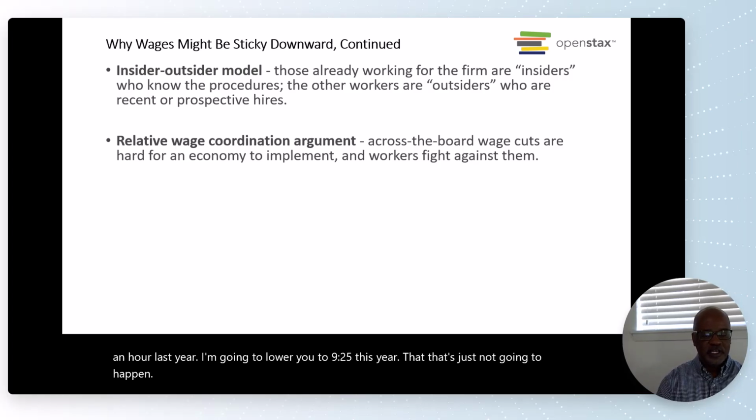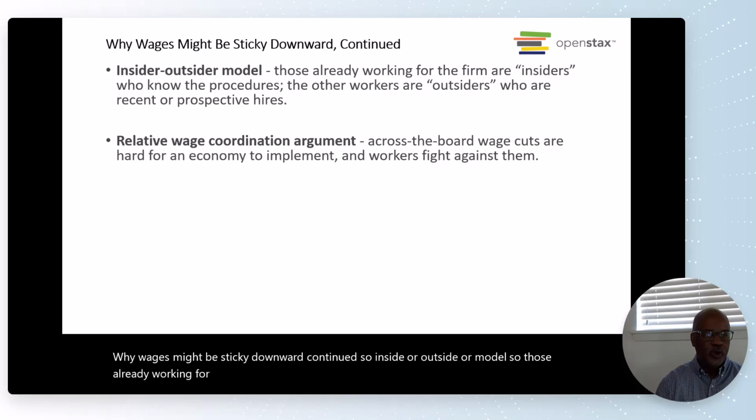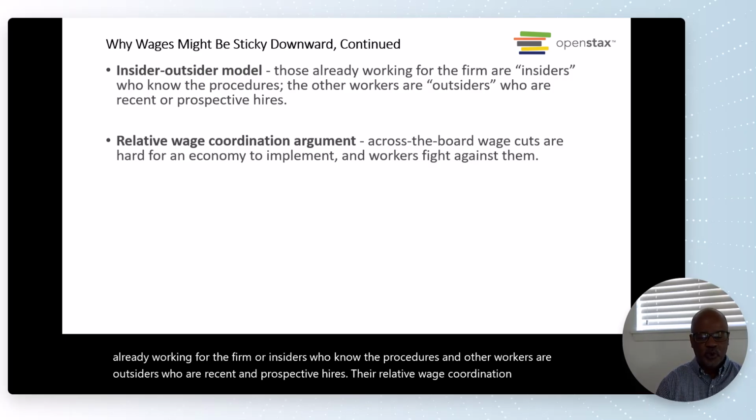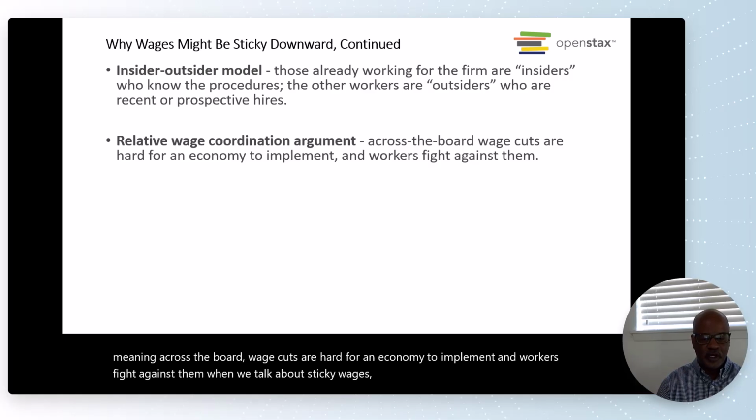Why wages might be sticky downward, continued. So, the insider-outsider model. Those already working for the firm are insiders who know the procedures, and other workers are outsiders who are recent and prospective hires. The relative wage coordination argument means across-the-board wage cuts are hard for an economy to implement and workers fight against them. When we talk about sticky wages, what is sticky wages in economics?